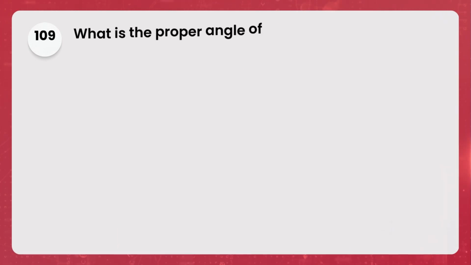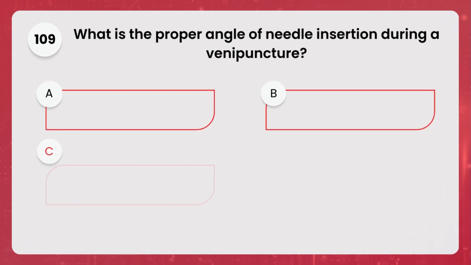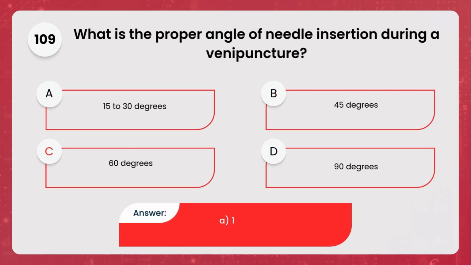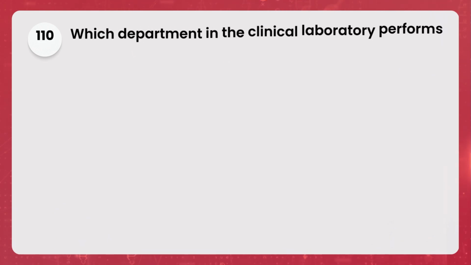Number 109. What is the proper angle of needle insertion during a venipuncture? A. 15 to 30 degrees, B. 45 degrees, C. 60 degrees, or D. 90 degrees? The answer is A. 15 to 30 degrees.